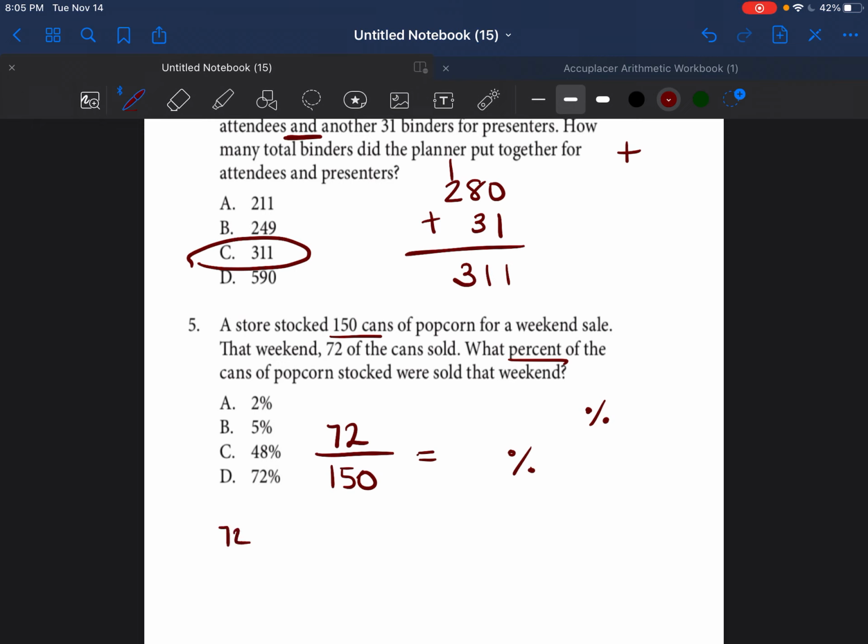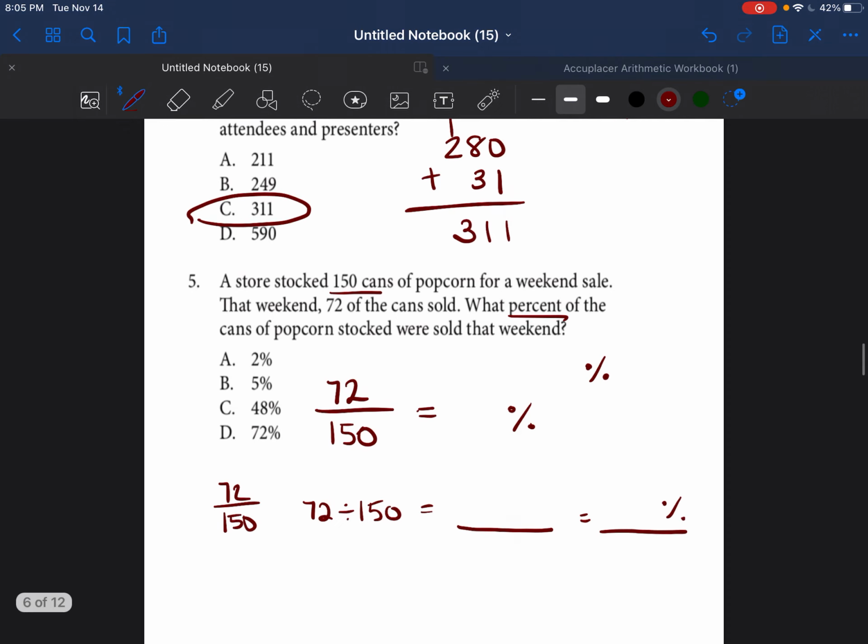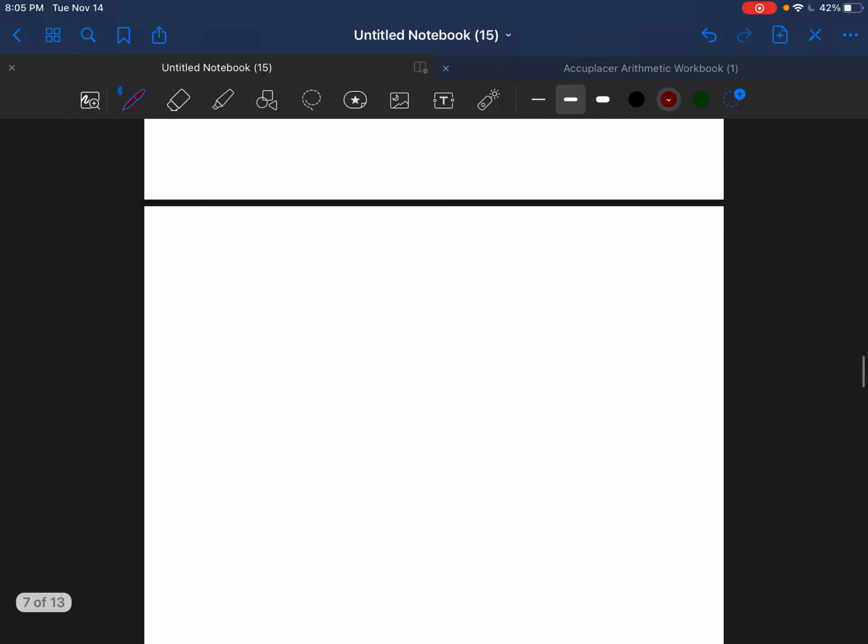A fraction, 72 over 150, is the same as saying 72 divided by 150. When you divide 72 by 150, it will become a decimal, and that decimal can be changed into a percentage. So let's go ahead and add a page to this, and let's do 72 divided by 150. So I'm going to go ahead and write 72 over 150. It is now a long division problem.